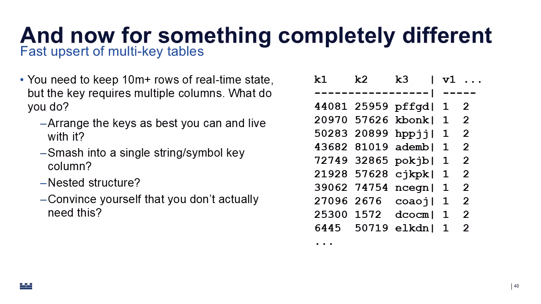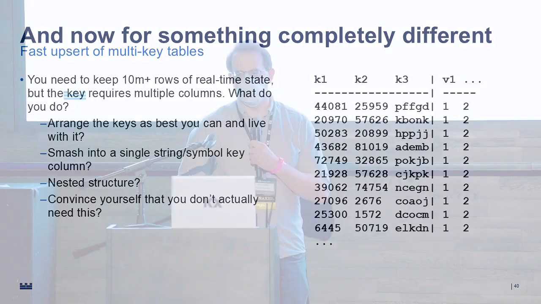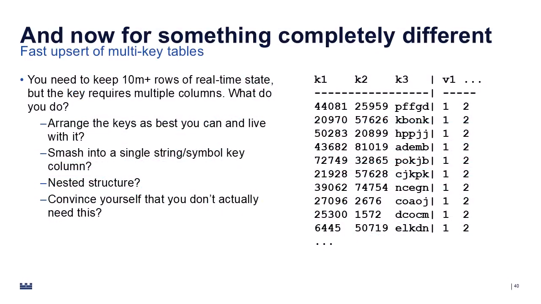Also in the grab bag, now for something completely different. One of the problems that we run into frequently at Citadel Securities is that we have large tables keyed on multiple columns. As some of you might know, this can be a tricky case in Q. There's only so much you can do. What are the options here? One is you can try to arrange the keys in the most optimal way and just live with it.